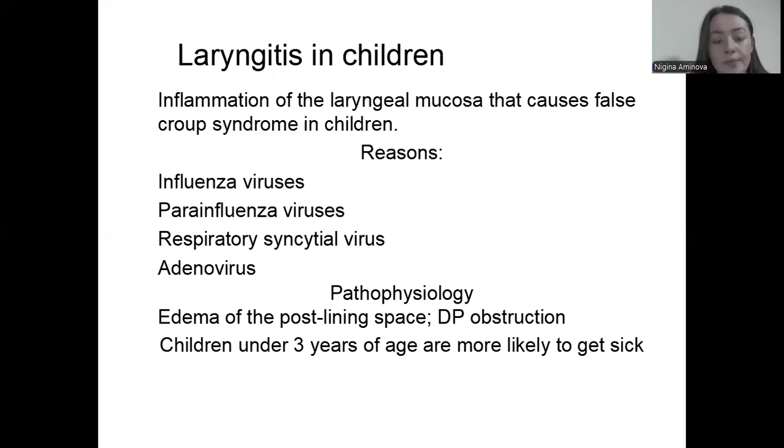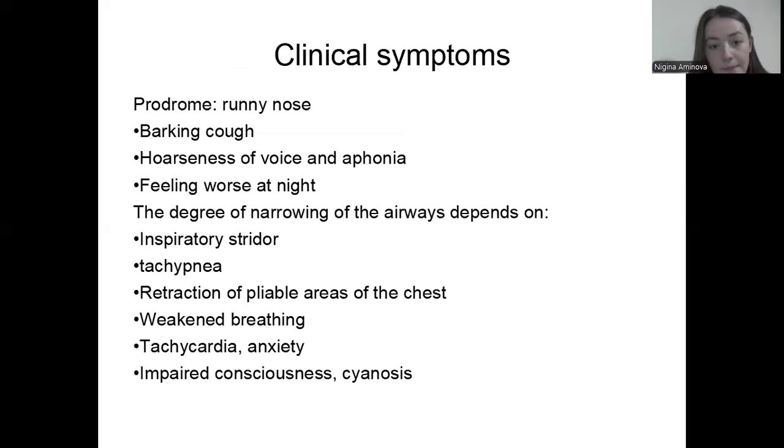Laryngitis in children. Inflammation of the laryngeal mucosa that causes false croup syndrome in children. Reasons: influenza viruses, adenovirus, respiratory syncytial virus. Pathophysiology: edema of the subglottic space, airway obstruction. Children under 3 years of age are more likely to get sick.